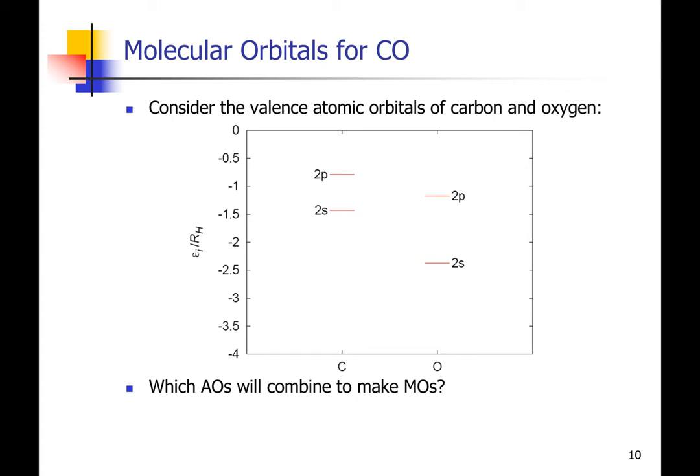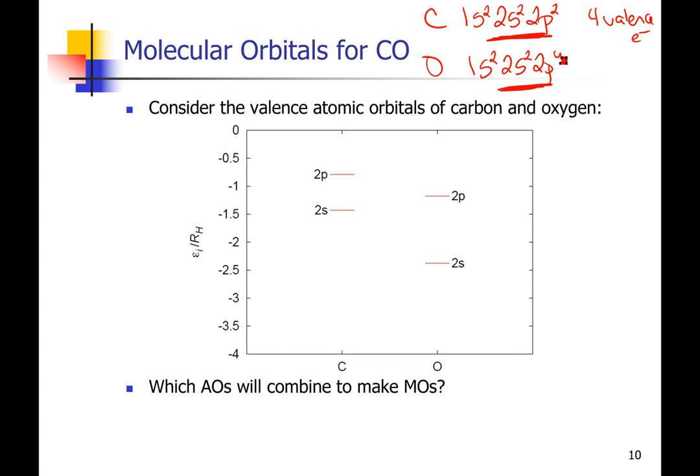So if we've got carbon monoxide, we have carbon with an electron configuration of 1s2, 2s2, 2p2, meaning its valence atomic orbitals are the 2s and the 2p, and it has 4 valence electrons. And oxygen has an electron configuration of 1s2, 2s2, 2p4. So its valence atomic orbitals are also the 2s and the 2p, and it has 6 valence electrons, which means we're going to have a total of 10 valence electrons when the time comes.